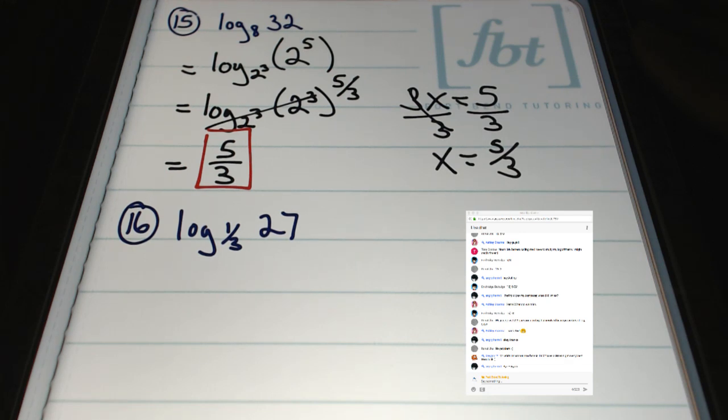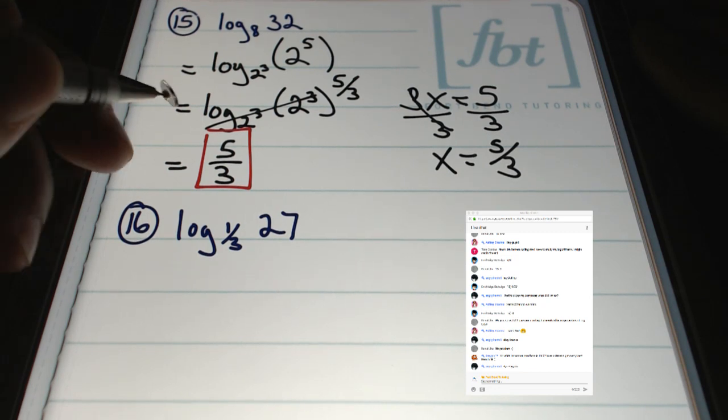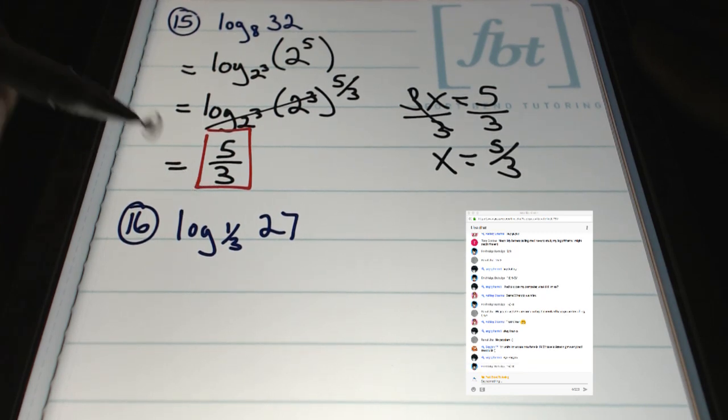Good deal, guys. We're just here doing some logarithmic properties this Saturday. That's what's going on. And we're now on problem number 16, guys. With problem 16, we have log with a base of 1/3 with an argument of 27.